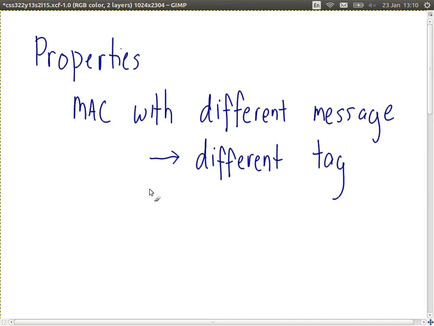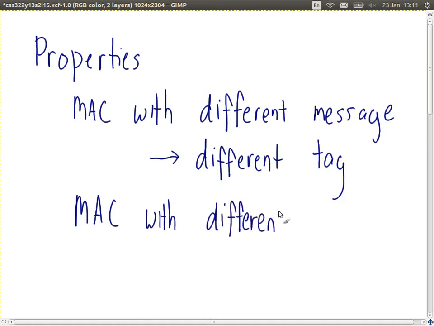One property is that if we apply our MAC function on two different messages, we must produce two different tags. That's our property, and we saw why that was needed on Tuesday. And similarly, the MAC with two different keys. So we wrote this down as a set of equations yesterday. Different keys, different tags as output.